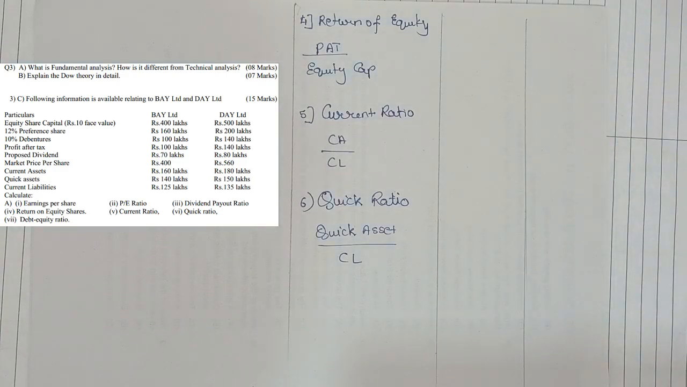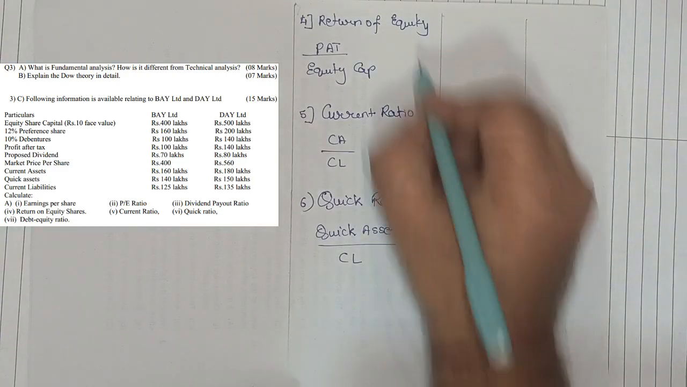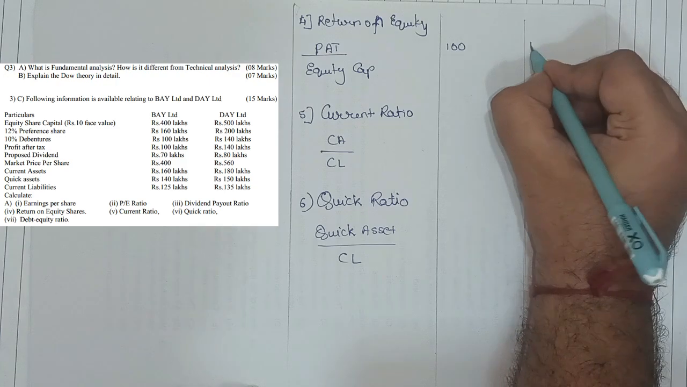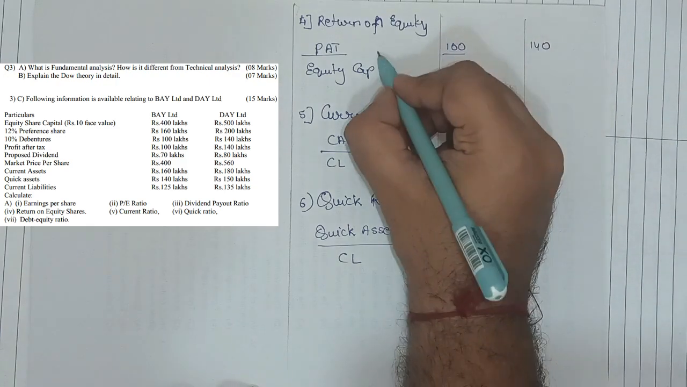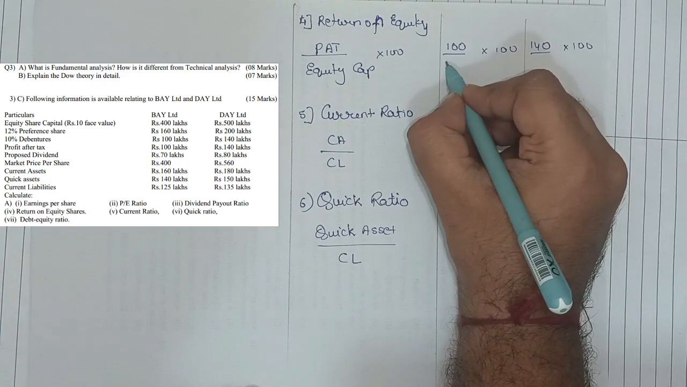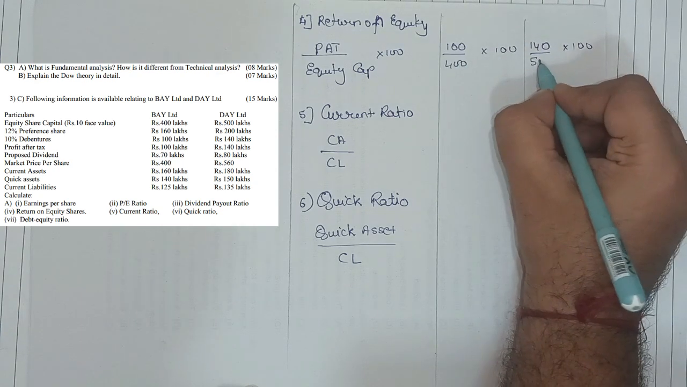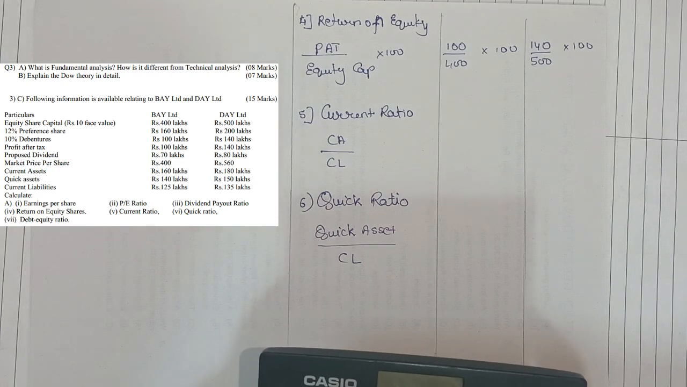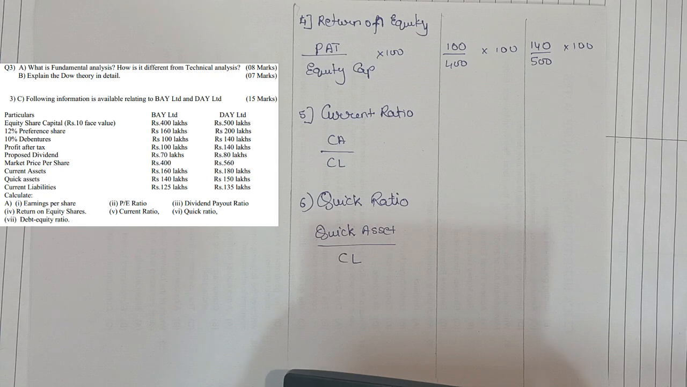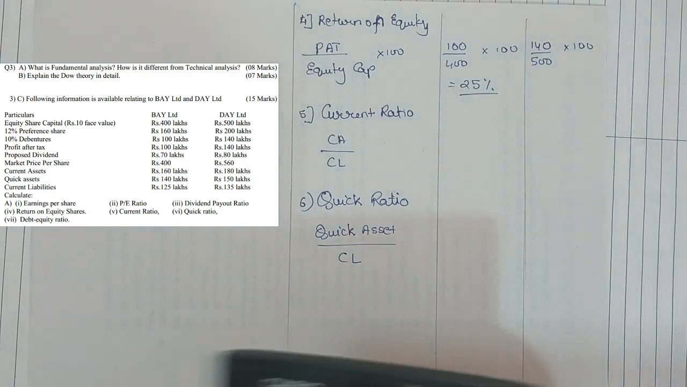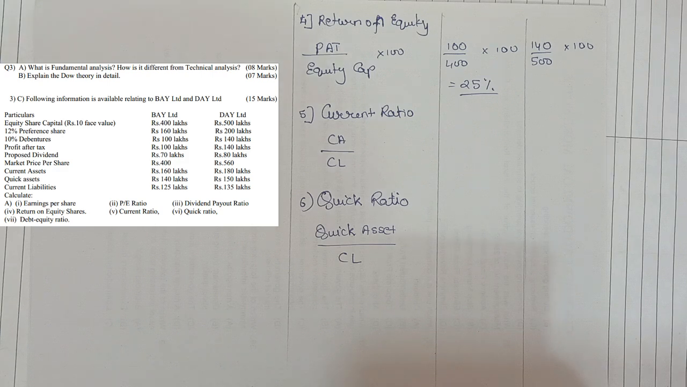Next one was return on equity. Formula is profit after tax, into 100, upon equity capital. Profit after tax again is 100, here it was 140. Equity capital is 400, and here it is 500. So 100 divided by 400 into 100, it comes to 25%. 140 divided by 500 into 100 will come to 28%.